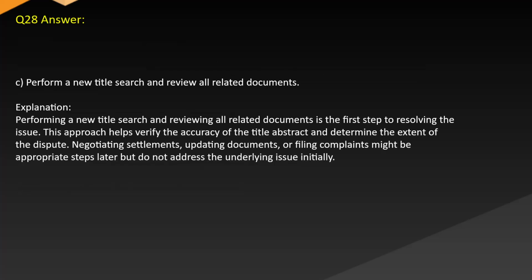Answer: C. Perform a new title search and review all related documents. Explanation: performing a new title search and reviewing all related documents is the first step to resolving the issue. This approach helps verify the accuracy of the title abstract and determine the extent of the dispute. Negotiating settlements, updating documents, or filing complaints might be appropriate steps later, but do not address the underlying issue initially.